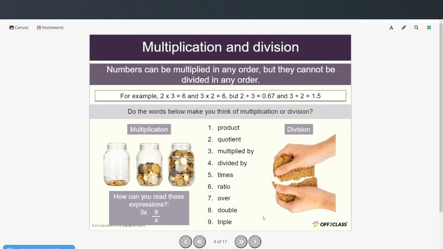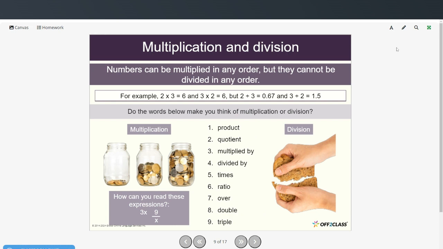Right, now multiplication and division. Numbers can be multiplied in any order, but they cannot be divided in any order. So for example, 2 times 3 is 6, and 3 times 2 is 6. But 2 divided by 3 is 0.67, and 3 divided by 2 is 1.5. So do the words below make you think of multiplication or division?